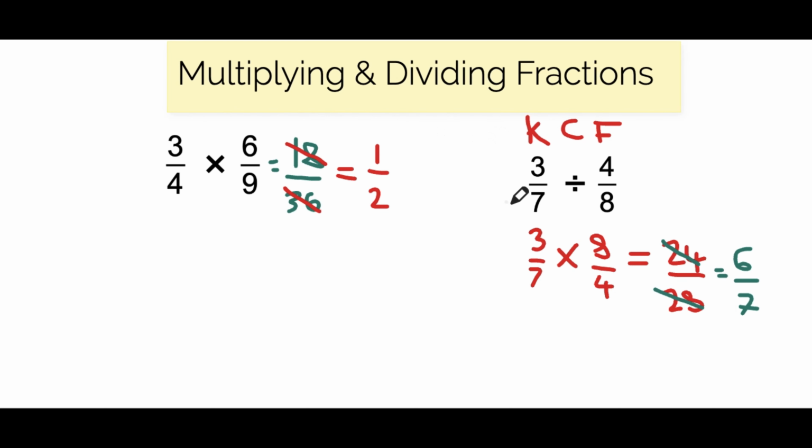So one thing that you really have to remember is this golden rule. Keep, change, flip. So whenever you're given a dividing fraction sum, whether it's whatever problem, whatever shape, size, or manner, you always remember your keep, change, flip. And the moment that you're in your keep, change, flip, you go back to your multiplication way, which is very easy. Numerator times numerator, denominator times denominator.